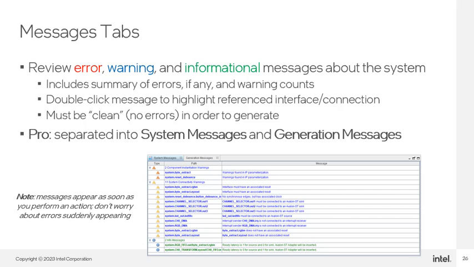As such, don't worry if you suddenly see a bunch of error messages appear. The errors will go away as you make connections and finish building the system. Double-click a message to highlight the item in the system that the message is referring to. Error messages in red must be reviewed and fixed before the system can be generated. While the system can be successfully generated with warnings, it's a good idea to review the blue warning messages to make sure they will not cause any issues in your completed design.